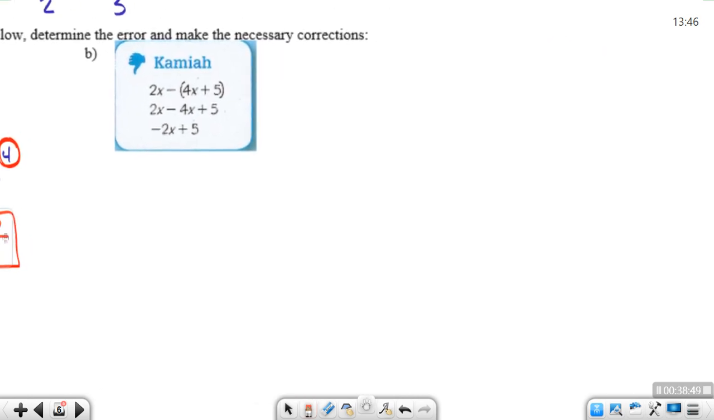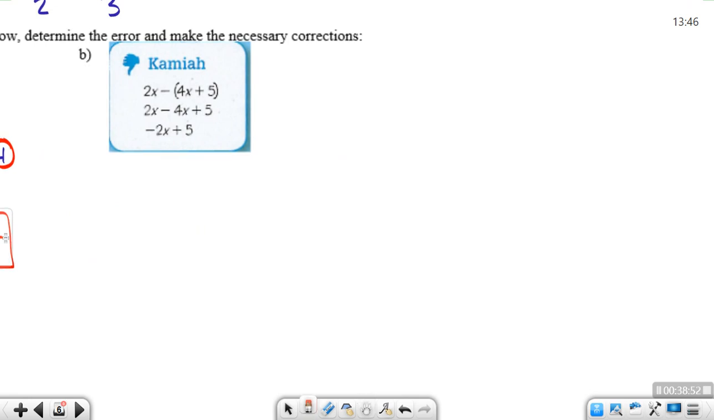Okay, so let's look at Camilla's work here. So Camilla had 2x minus 4x plus 5. So it looks like we're subtracting a binomial from a monomial. And we can almost guarantee here, guys, if we know someone made an error subtracting polynomials, that they likely did not distribute correctly. And in the case of Camilla here, she did not distribute correctly because while she did give the negative to the 4x, she forgot to multiply it to the 5 here.